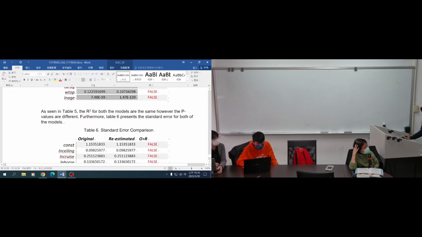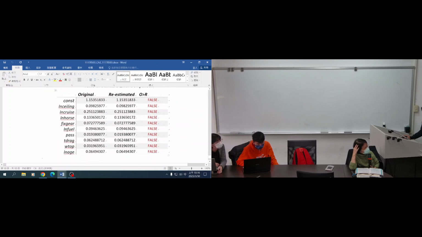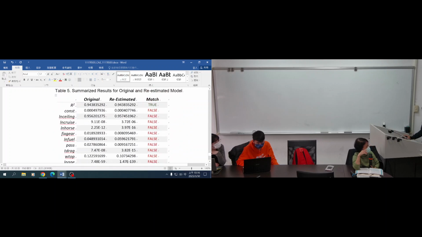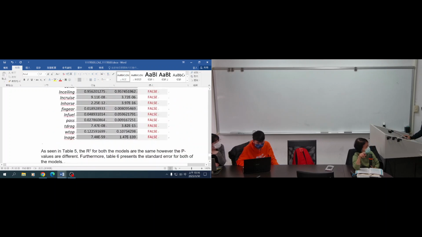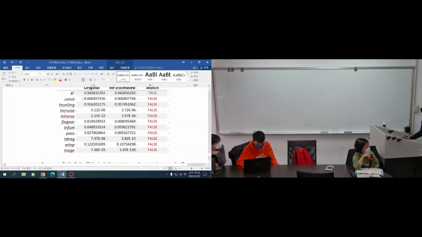Which one is larger? Which one is smaller? It's here, Professor. In table 6, I compared the original and re-estimated values. So who is the larger one? Oh, you mean this is the coefficient comparison. Yes, Professor, and the standard error comparison above. This is the coefficient comparison, Professor. Yeah, this is the coefficient.